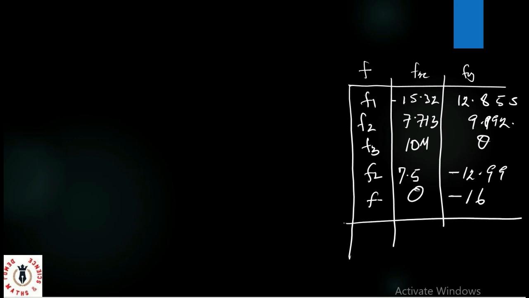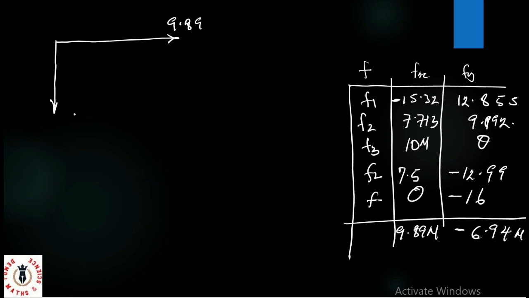Next is to sum up each of these components. Now, if you sum up, this is minus 15. Please note the negative sign. You sum it up to 9.89 Newton. And when you sum up the y component, you sum it up to minus 6.94 Newton. Now, this tells me that my y component is in the negative direction, so it will be pointing downwards, while my x component is pointing in the positive direction. My x component is 9.89 Newton, and my y component is minus 6.94 Newton.